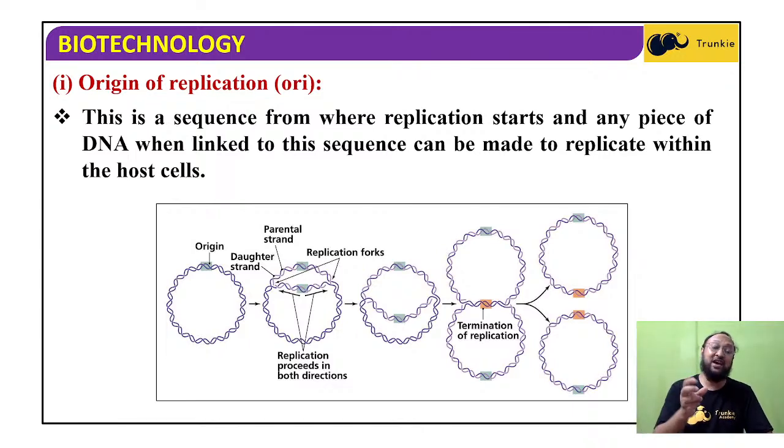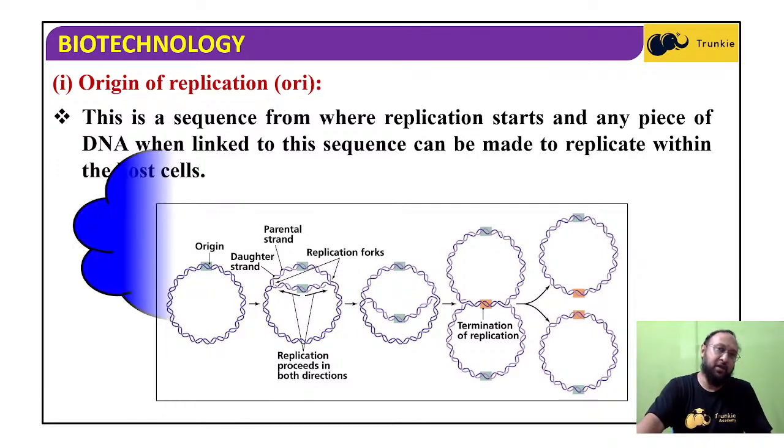So if DNA is inserted with this, then definitely replication will take place, as shown here: the origin, the daughter strand and the parental strand, and the replication proceeds in both directions, and then there will be the termination of replication. Then two copies of the DNA or plasmid will be produced.